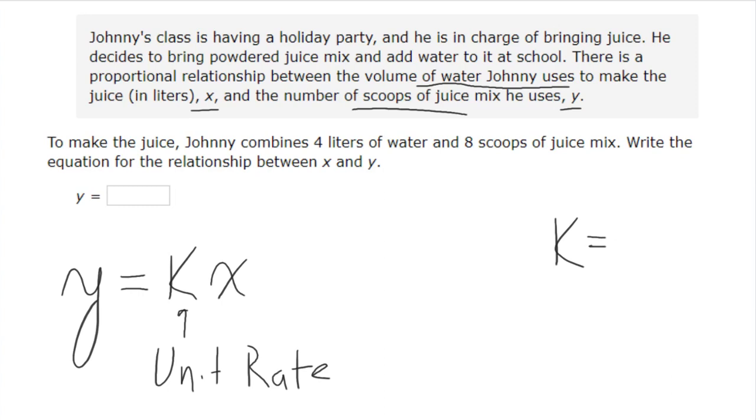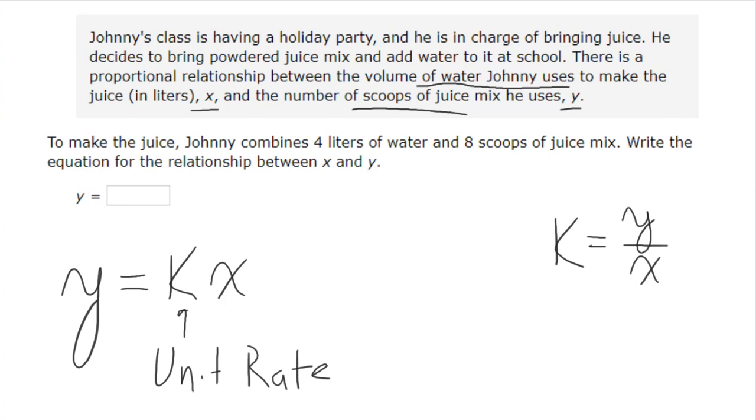We're going to go ahead and figure out, first of all, what K is. So before we can write this equation, we have to know what the value of K is. And the value of K is always Y divided by X, simplified down, of course, if it can be.